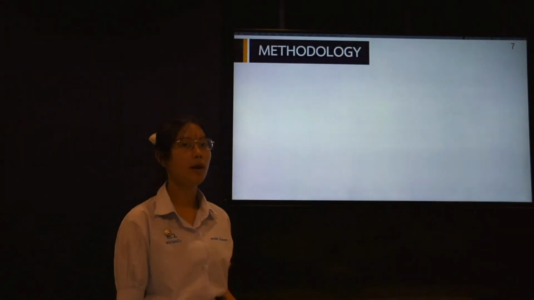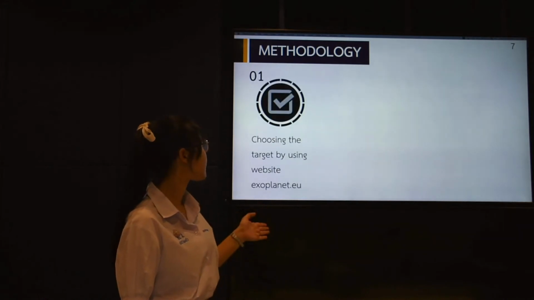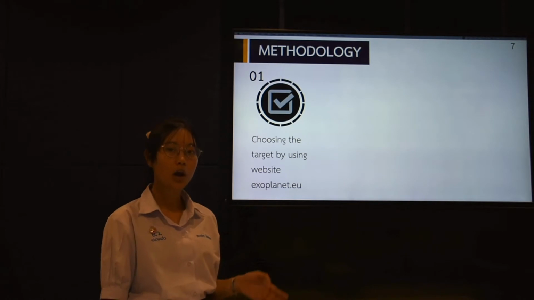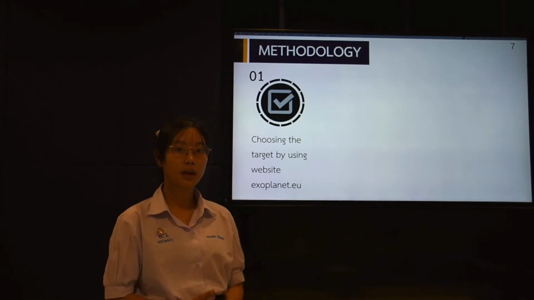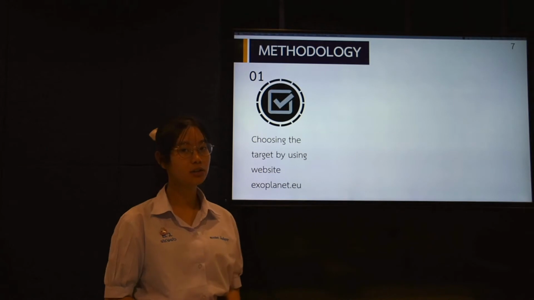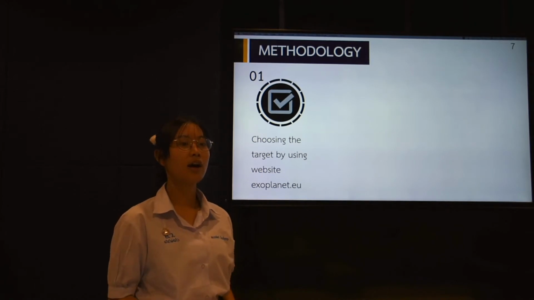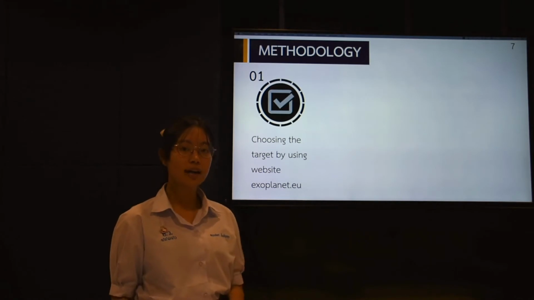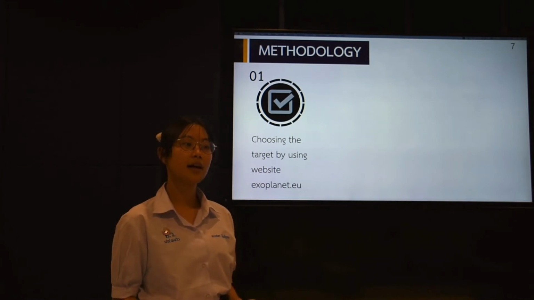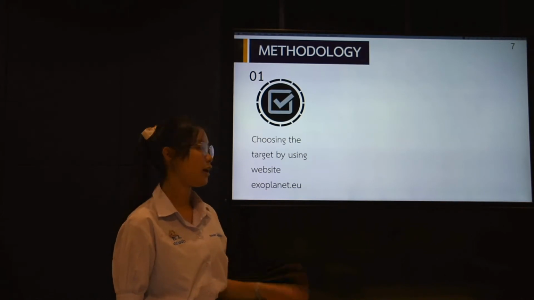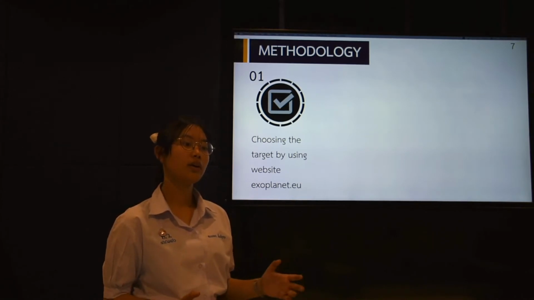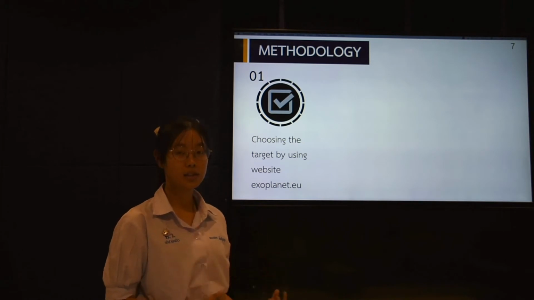This slide will show you the working steps. First, choosing the target by using the website exoplanet.eu. We consider the period. The period of this planet must not be too long because we have limited time to observe. And then we consider the star magnitude. The star magnitude must be less than 13 because of the observatory. And then we consider the position. The coordinates of the star must be in the right position that our telescope can observe.